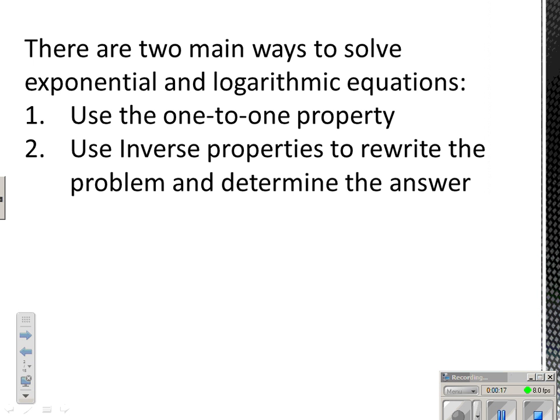First thing, there are two main ways to solve exponential and logarithmic equations. One is to use the one-to-one property. The second is to use inverse properties that allow us to rewrite the problem and determine the answer.